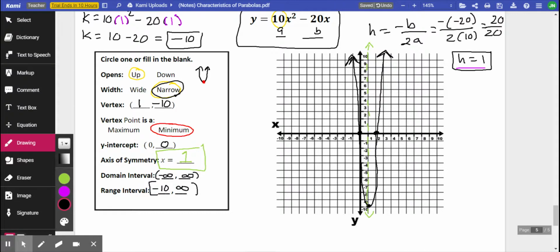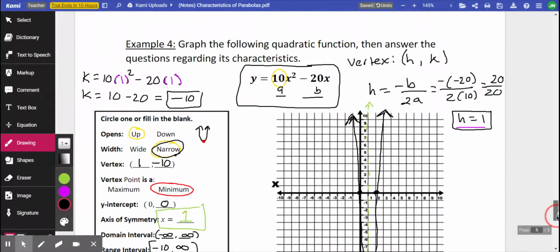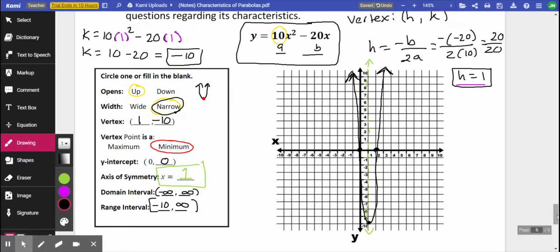So there you have it, guys. You have figured out how to graph parabolas and figured out some very important characteristics of parabolas that they're probably going to ask you guys on a bunch of different tests.